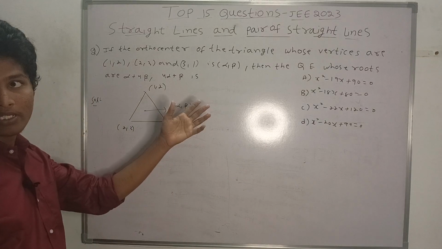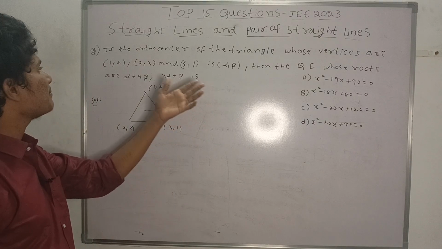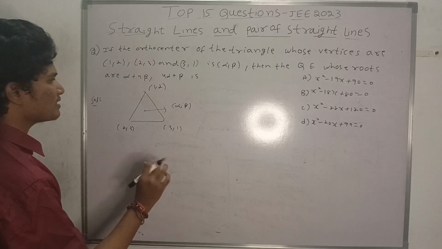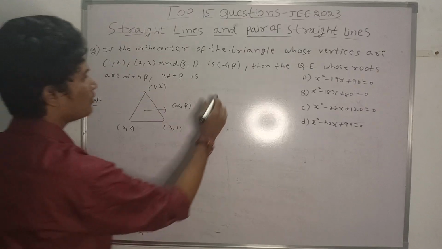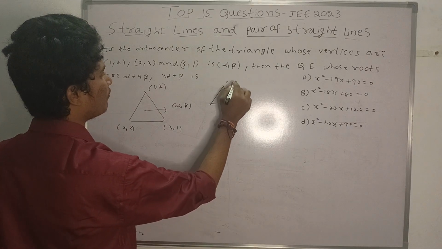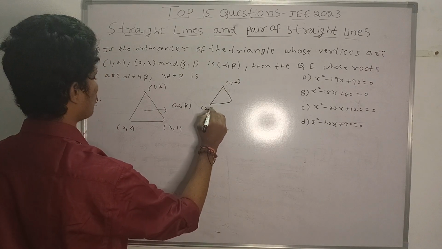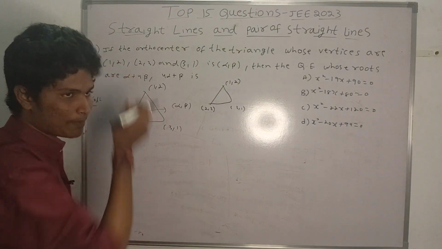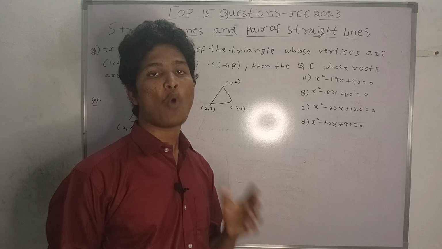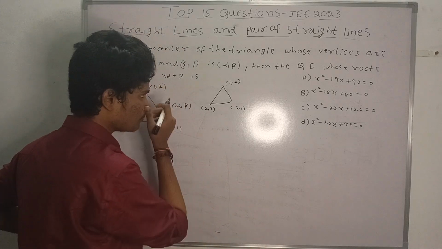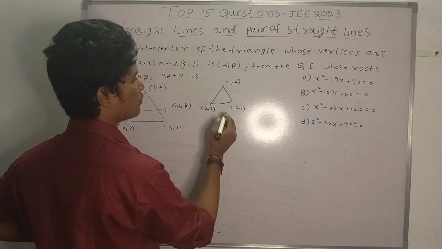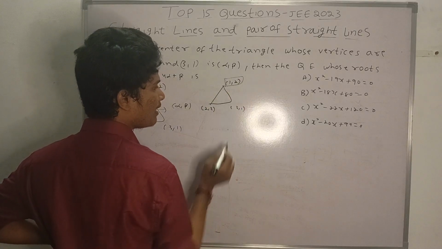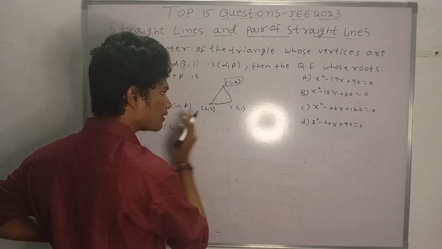So basically this is a mix of two concepts, that is straight lines and quadratic equations. So this is a mixed question. From these points, 1, 2, 2, 3 and 3, 1, we can find the orthocenter. How can we find the orthocenter? Basically the orthocenter is the point of intersection of altitudes. The altitude will pass through the vertex and it is perpendicular to the opposite side.